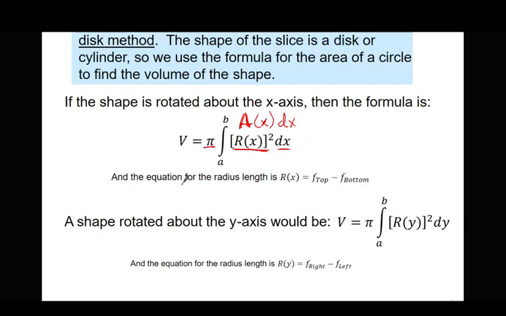Now, the radius, the length, just like before in cross-sectional volume, is the function on top minus the function on the bottom. So as soon as you see anything about rotating about the x-axis, you know that's the equation you use. If it says it's rotated around the y-axis, it's the same equation in terms of y, and then our radius is the function on the right minus the function on the left. So as far as equations, it's identical to our cross-sectional volume. Right?